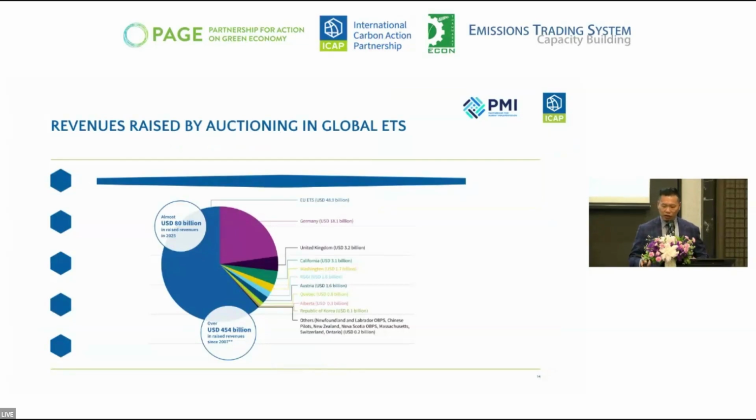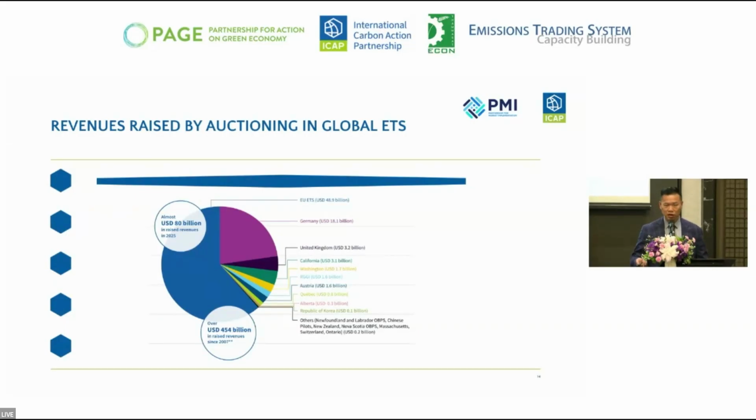But a lot of markets are already using auction to allocate the allowances. In 2025, all the carbon markets in the world raised $80 billion from auctioning. And since 2007, more than $450 billion has been raised from auctioning. And of course, most of them are from European countries: EU ETS, Germany ETS, UK ETS, and then California ETS.